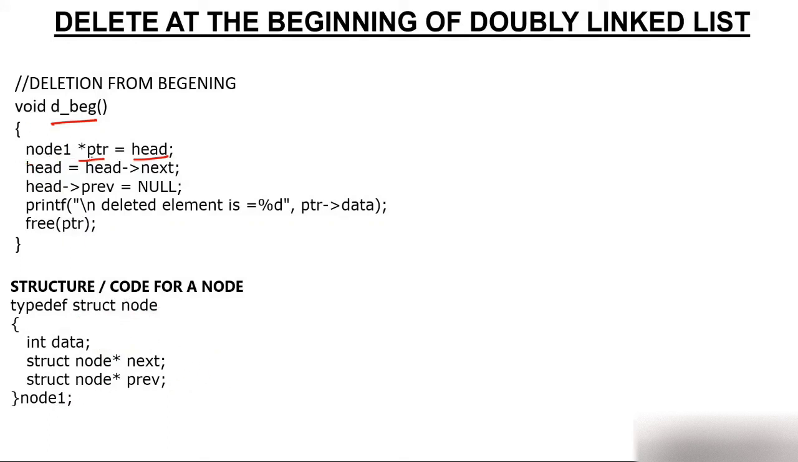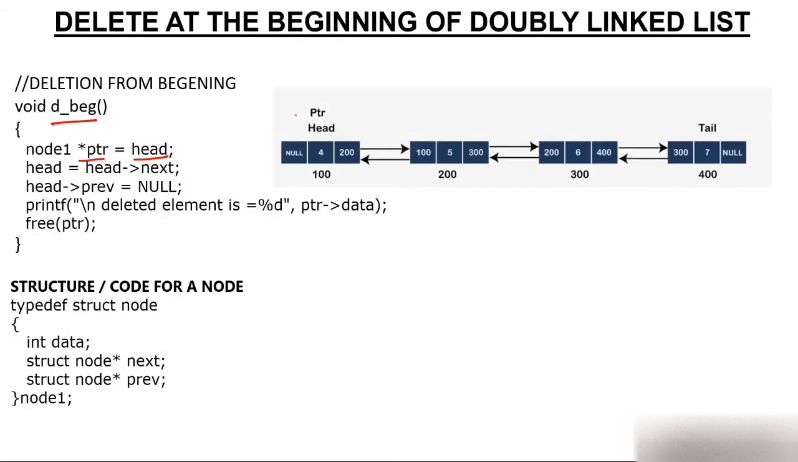So I have created a pointer ptr and initialized it with head. Head is having 100, so ptr is also having 100. Now ptr and head both are standing at the same node, having value 4. Now what do I have to do? Head will have head next, head will move ahead. What is head next? 200. So head will come here. Head previous will have null. Because this node is now being deleted, head previous will have null instead of 100, so this connectivity will get broken.